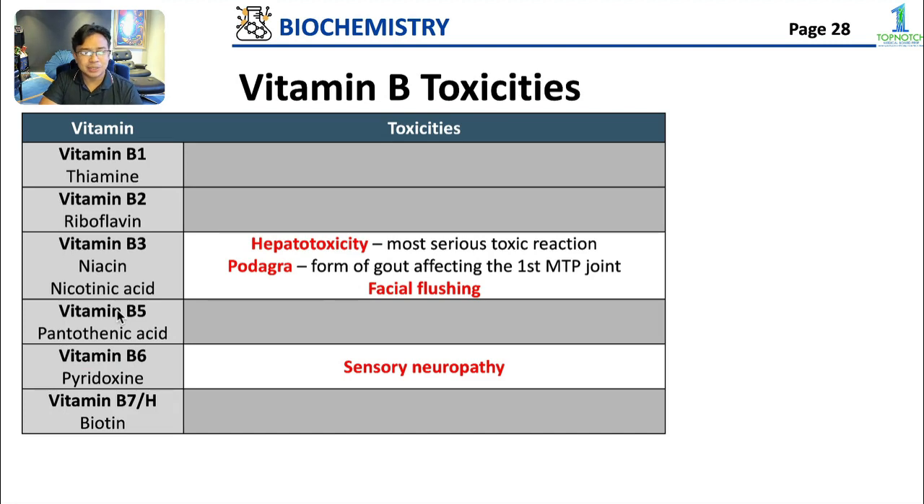Now, for vitamins B and C, toxicity is rare. And as seen here, guys, only B3 and B6 have the more prominent toxicities. B3 can cause podagra because of high risk of hyperuricemia causing gout in the first MTP joint. Take note, the deficiency in B3 is pellagra, so they should sound alike. And of course, it can cause hepatotoxicity and facial flushing. B6 can cause sensory neuropathy.